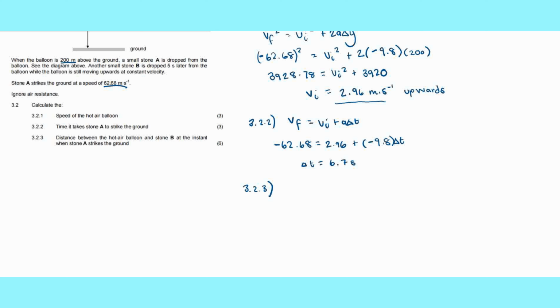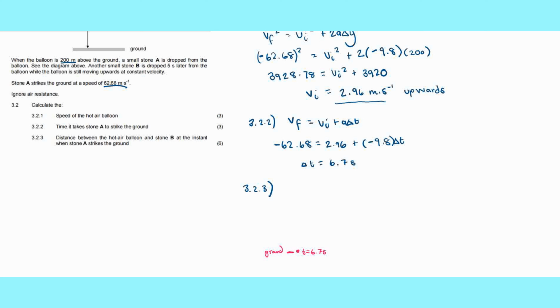So for this question, I'll draw a diagram just to quickly illustrate what is happening. If we take this as the ground, we know that stone A strikes the ground here at time t equals 6.7 seconds. Right, this is what we calculated in the previous question.